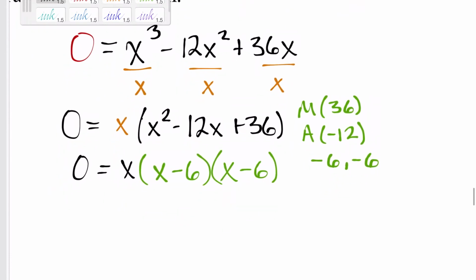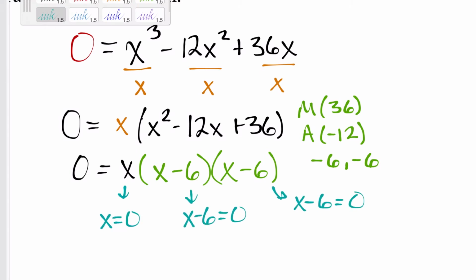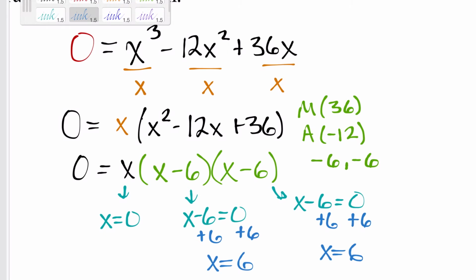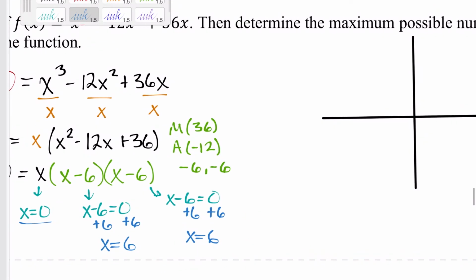From here, because everything is multiplying, I can use the multiplicative property of 0, meaning everything is set equal to 0. And then I need to solve. So I technically have three solutions, even though one of them is twice. I have x equal to 0, and I have x equal to 6 twice. So what happens when I have x equal to 6 twice? This is a part where we're touching the x-axis and bouncing off.